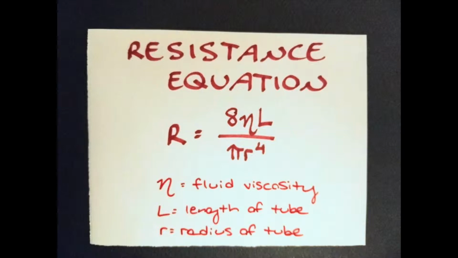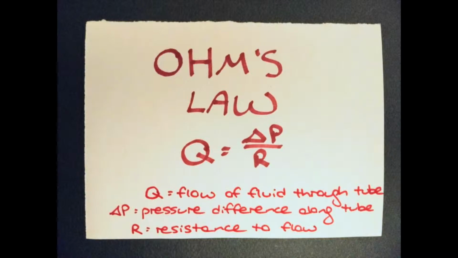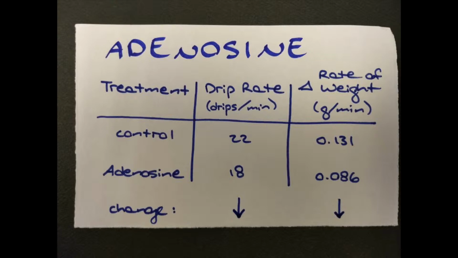Therefore, according to the resistance equation, this decrease in radius results in an increased resistance of flow of fluid through the blood vessels. Because the funnel of the perfusion apparatus is kept at a constant height for each of the experimental conditions, the pressure difference along the tube does not change. According to Ohm's law, an increased resistance and constant difference in pressure result in a decreased flow. There is less space for fluid to move through the blood vessels, so the fluid travels at a slower rate. This explains the decrease in drip rate when the frog was perfused with the adenosine solution.